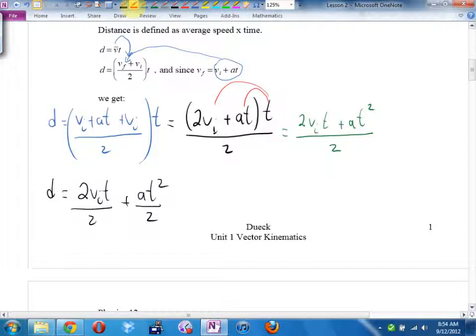Oh, Akemi, in this first term, how many 2's on top? 1. How many on the bottom? They cancel. In fact, I end up with this: VIT plus AT squared. You know what? Instead of writing over 2, how did we write it last year? We put a 1/2 in the front. Okay? There's where the distance or the displacement equation comes from.